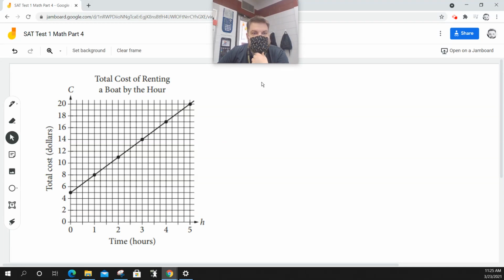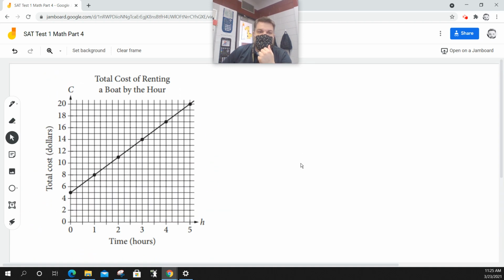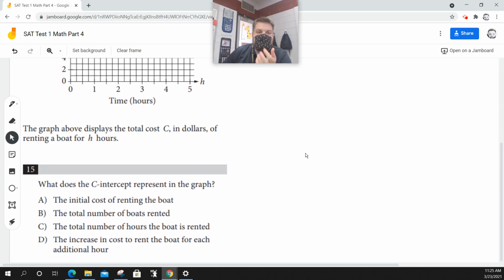So I got a graph here that has the total cost of renting a boat by the hour. The x-axis is the number of hours, and the y-axis is the total cost. So for question number 15, we're going to use the same graph for 15 and 16. Question number 15 says, what does the c-intercept represent in the graph?